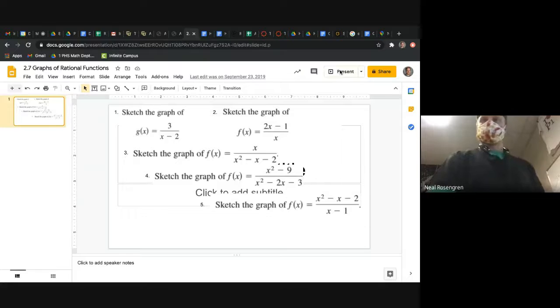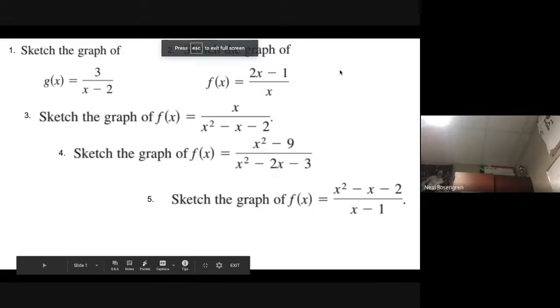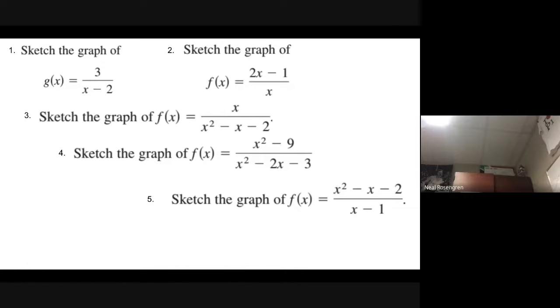2.7 just has us start looking at sketching these. Let's actually get to the point where we can graph these by hand.